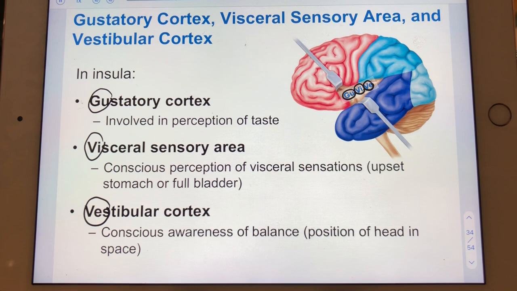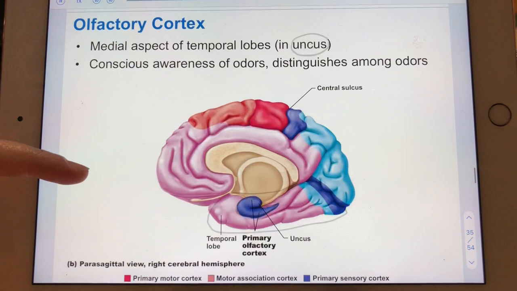All right, here's another, I'm sorry, I'm on the next slide. 36, I think, 37, somewhere in there.